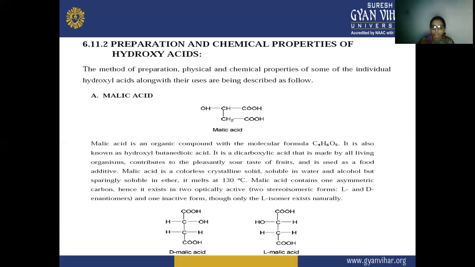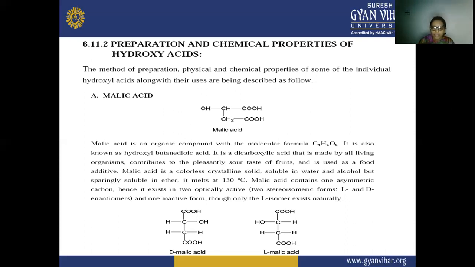So first of all, the first hydroxy acid is malic acid. In this you can see there are two functional groups attached on malic acid: a hydroxy and then the COOH. That is why it is a hydroxy acid. OH for your hydroxy and COOH for your acid. Both of them are attached, that is why they are known as hydroxy acids. So malic acid is a hydroxy acid.